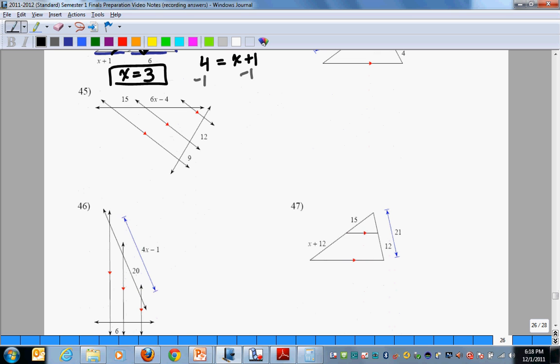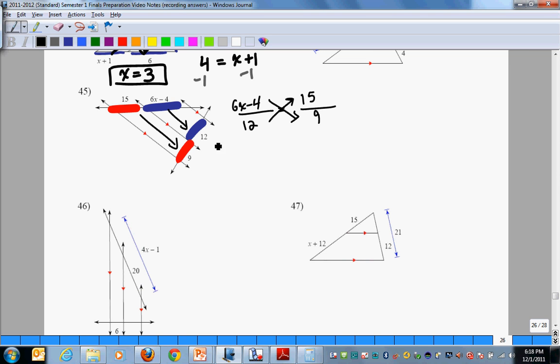Number 45. Match and mirror. These guys match. These guys match. So I'm going to go this way. 6x minus 4 over 12 equals 15 over 9. Cross multiply. 9 parentheses 6x minus 4 equals 12 times 15.